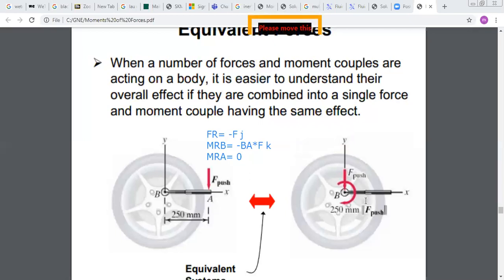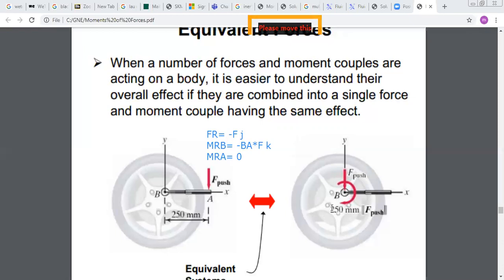Why should I add a couple? Because if I put my force at B, the force will produce a moment about B. No, it will not. So in order to have the same system, what should I add? I should add a couple that is equal to the resulting moment of F about B, because I want my two systems to be equivalent, so that they produce the same effect. Since I moved the force, I should add its moment about point B.